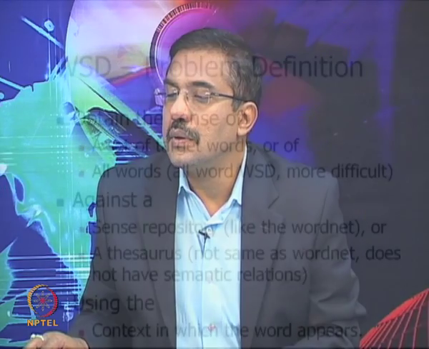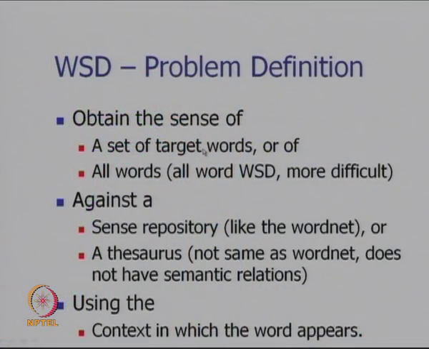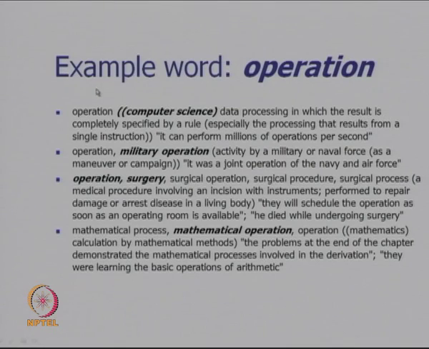So, the problem definition is as follows: obtain the sense of a set of target words or of all words, all-word WSD, which is more difficult, against a sense repository like the WordNet or a thesaurus, which is not the same as WordNet. It does not have semantic relations, using the context in which the word appears. Okay. So, our goal is to obtain the sense of either a set of target words or all words against a sense repository, using the context in which the word appears. To take an example, we take the word operation, which is highly ambiguous.